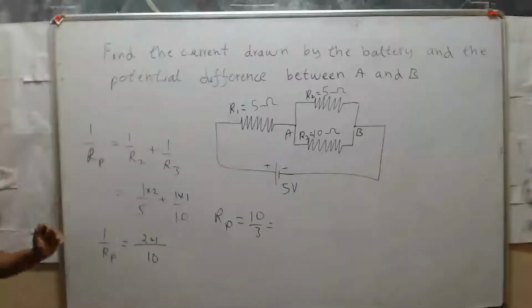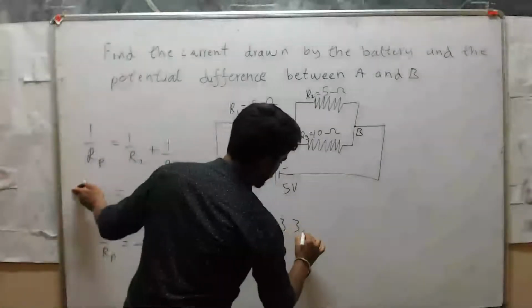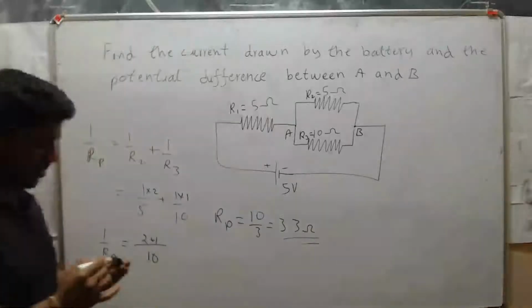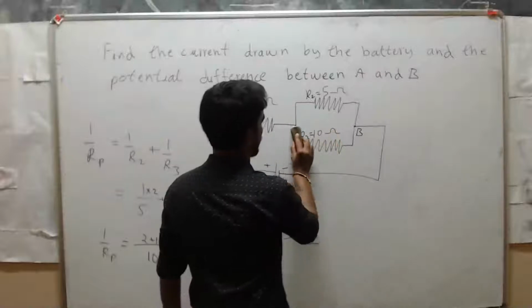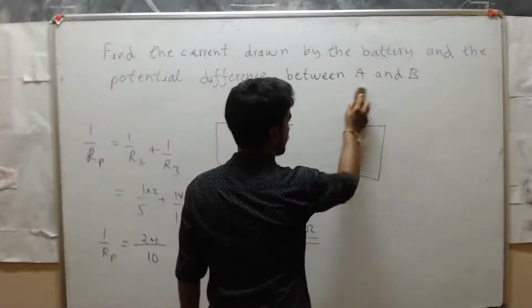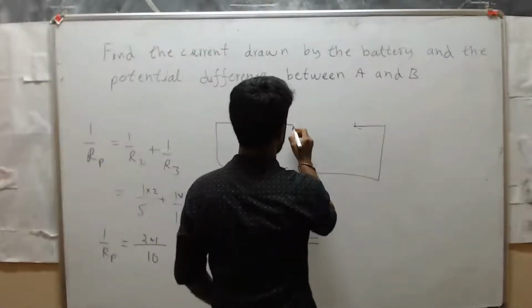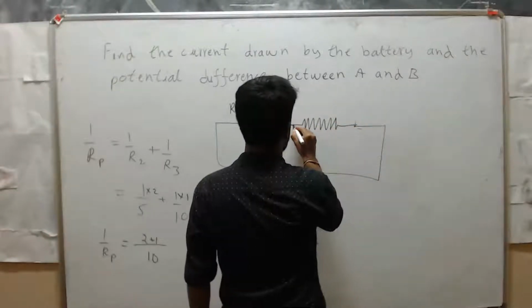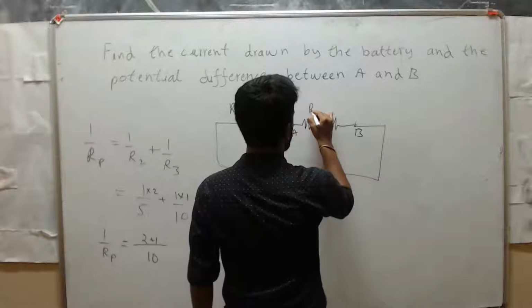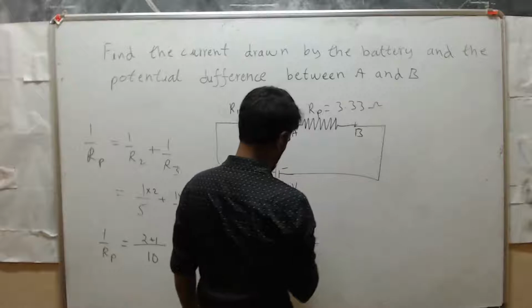So what is the answer? 10 divided by 3, that is 3.33. Okay, 3.33 ohm. So now we can redraw this circuit like this. A and B, RP is equal to 3.33 ohm.